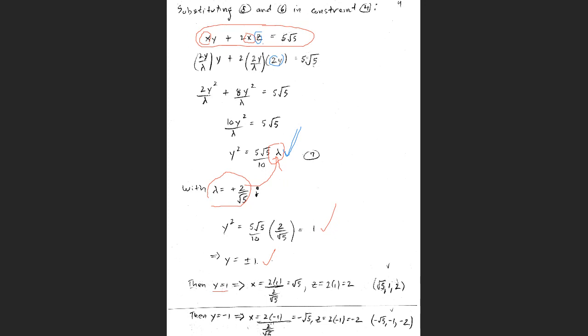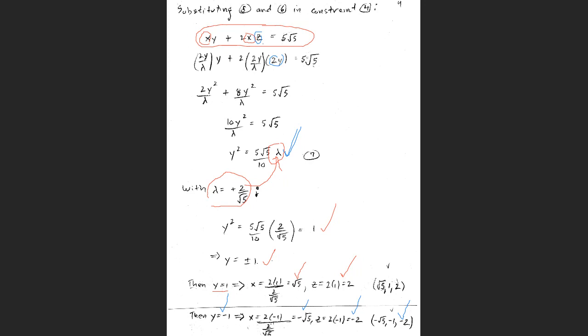When y equals 1, I can solve for x and get root 5. And I can solve for z because z is equal to 2 times y. And when y equals -1, I can't ignore -1, right? When y equals -1, I can solve for x. x equals negative root 5, z equals -2, and I get the point.